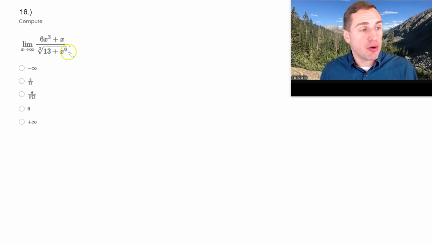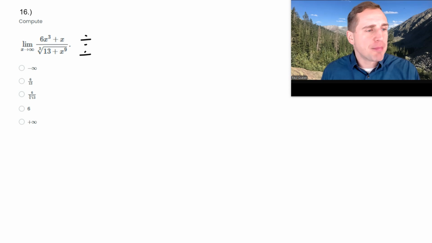That's the cube root. So effectively, we could perform this problem using L'Hopital's rule. And I think that would be a little more complicated than necessary because the derivative in the bottom would require the chain rule. So I'm going to recommend we divide through by the largest power of x, and that's going to be x to the third. So let's do that for each of these.